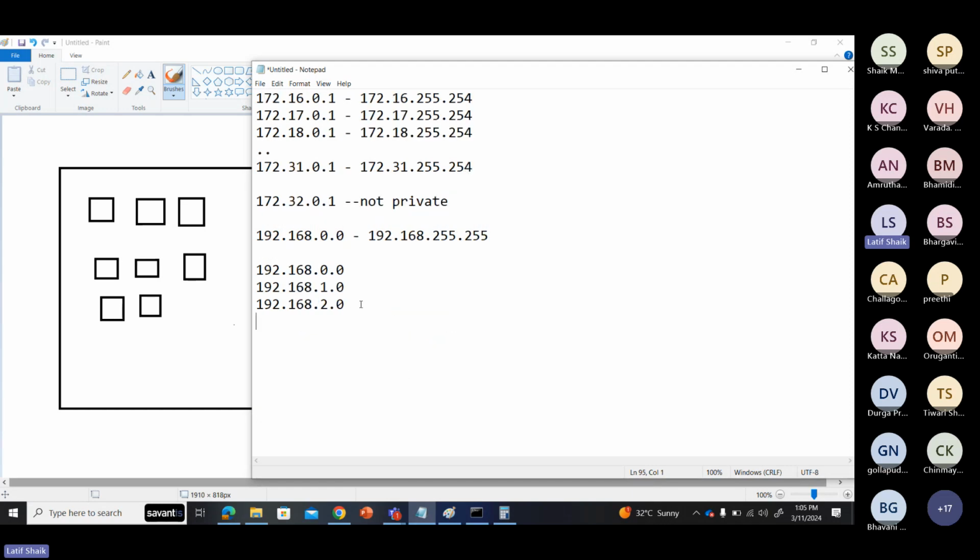So like this, what changes is only this part. This part is not changing in private; only this part is changing. Okay, this is the host portion. Anyway, this is the host portion. Only the network portion, the third octet, changes.